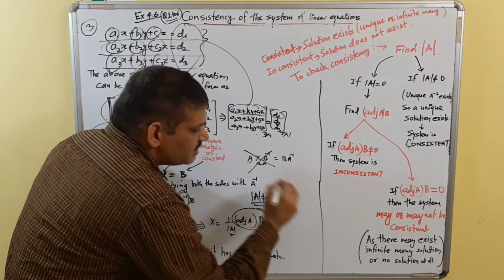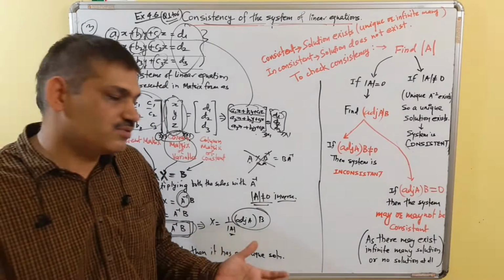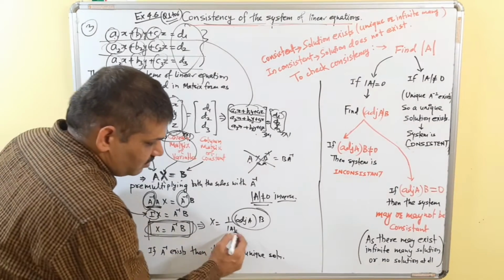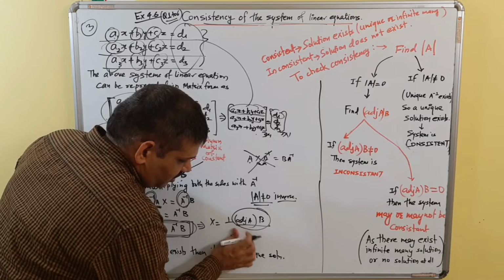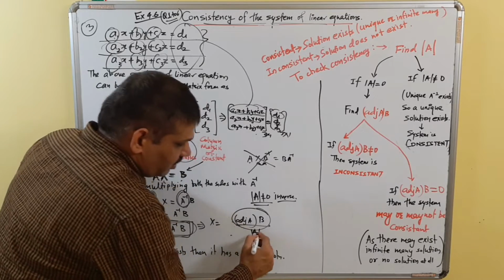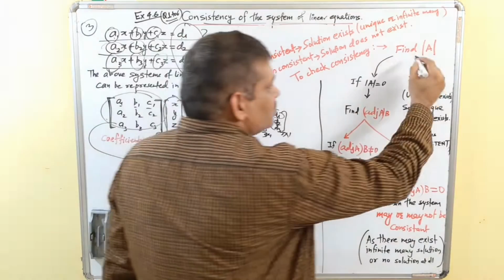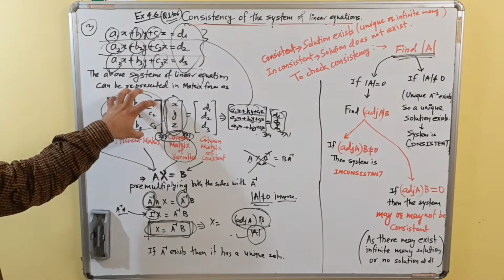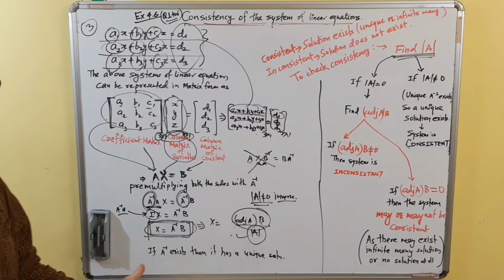That means the inverse is unique, so there will be a unique solution. Now we must discuss this with the help of this formula: adjoint A into B upon determinant of A. Let's talk about this. First of all, we find the value of determinant A, that is, the determinant of the coefficient matrix.